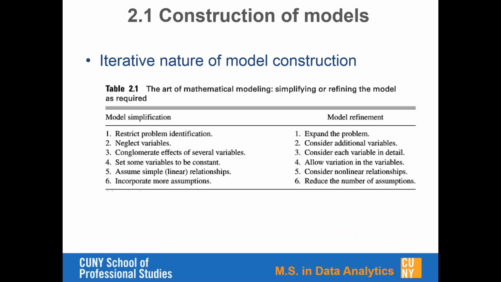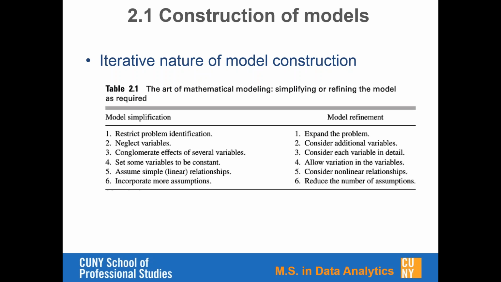And then here it says the art of mathematical modeling is simplifying or refining the model as required. For model simplification, you need to restrict problem identification. You probably want to ignore some variables, combine several variables together to have a new variable, and set some variables to be constant. Assume simple linear relationships, and it's also possible to incorporate more assumptions, as you can see.